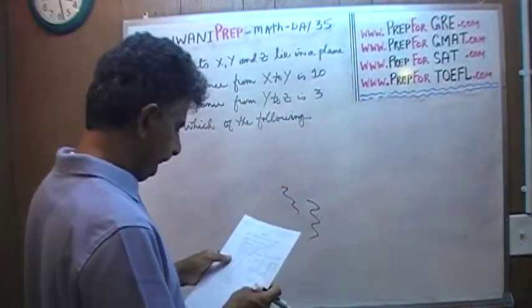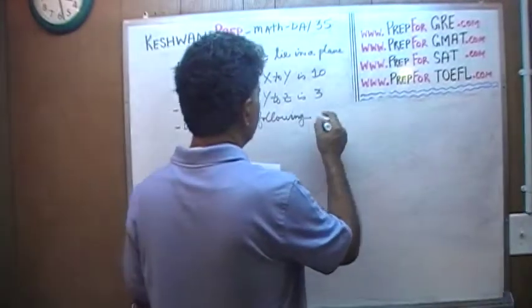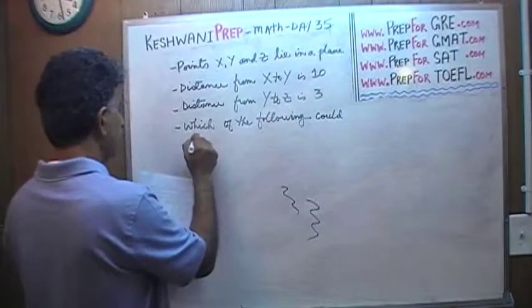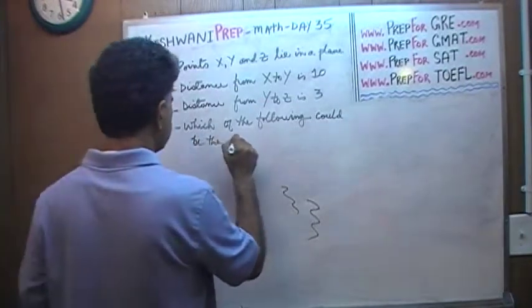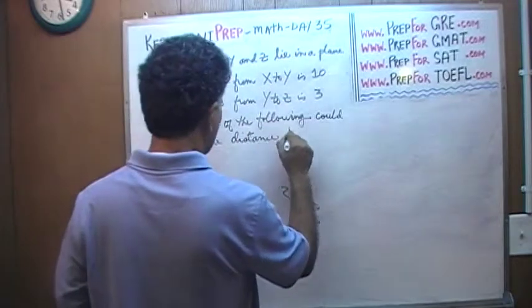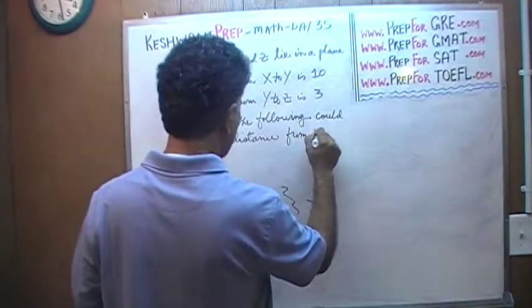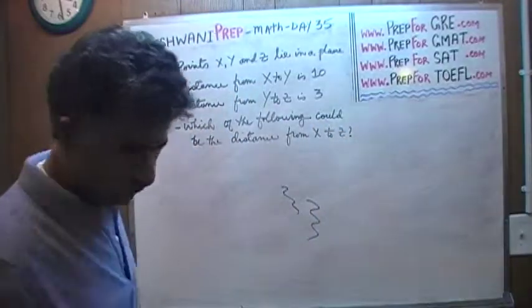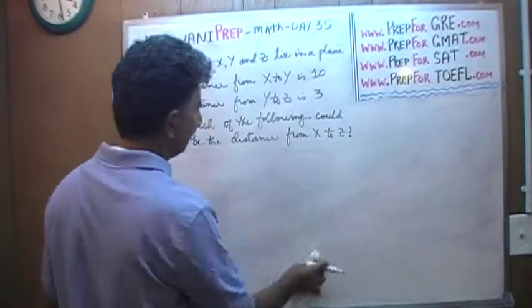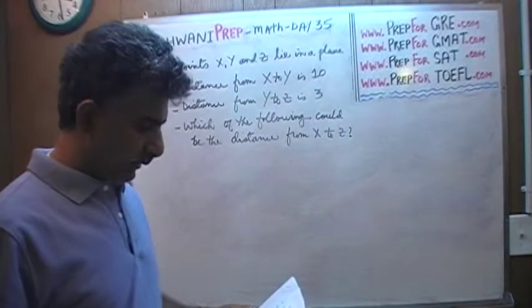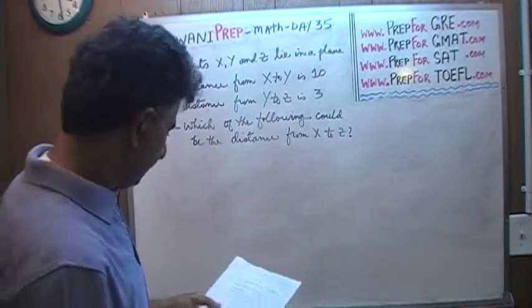Which of the following could be the distance from X to Z? As I said, very straightforward, very simple question. We are told that X to Y is 10, Y to Z is 3, and the question is which of the following could be the distance from X to Z, and here are the choices.